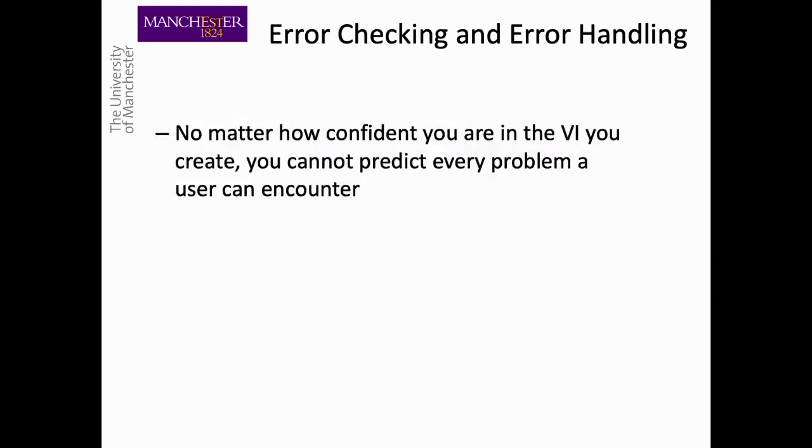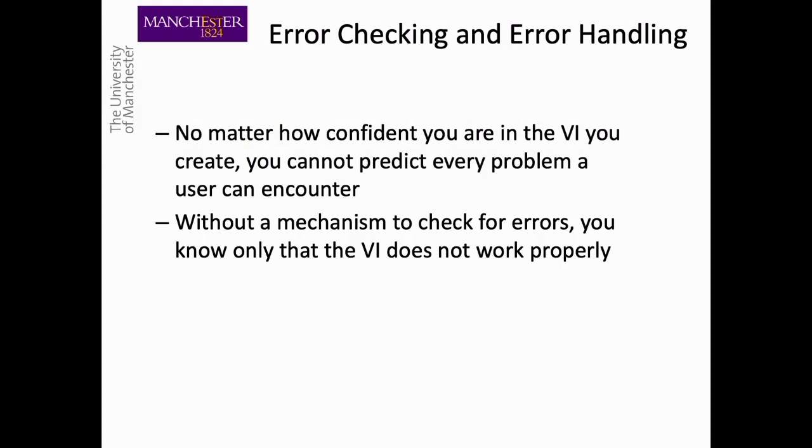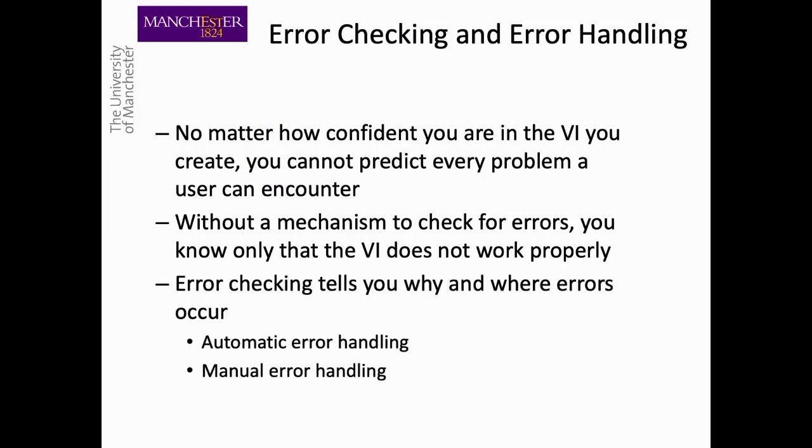So error handling. No matter how confident you are in the VI you create, you cannot predict every problem a user can encounter. Without a mechanism to check for errors, you know only that the VI does not work properly. So error checking tells you why and where errors occur, and it allows automatic error handling and manual error handling. Why is this important?